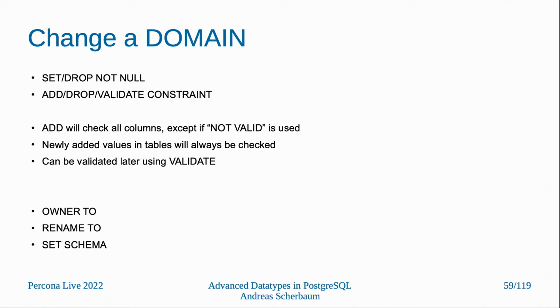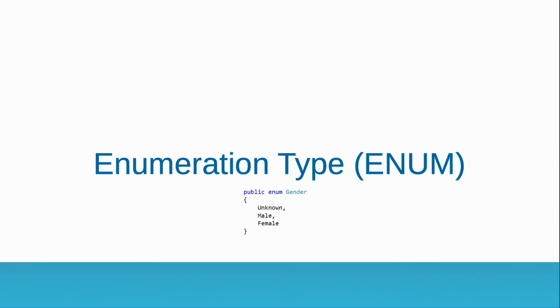It's a very basic example. We can do a couple more things. So we can set not null, which is important. We can add more constraints to it. I'll give you a couple examples. We can also change owner and rename and set schema. All the valid things we can do.